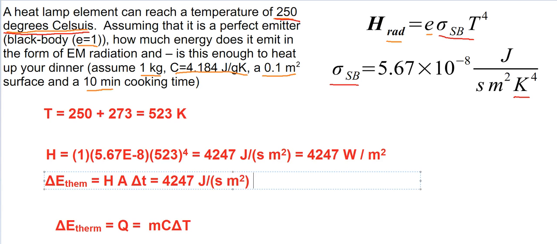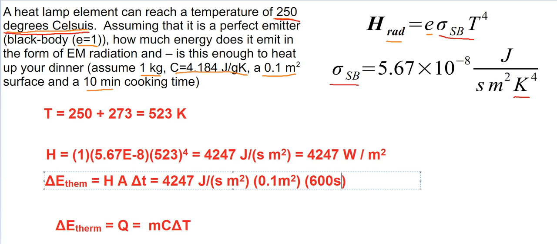We're going to multiply it by the area, which is 0.1 meters squared. And we're going to multiply that by the change in time, or the time over which this is put up. So 10 minutes, we're going to make the units match, and we're going to convert that to 600 seconds.